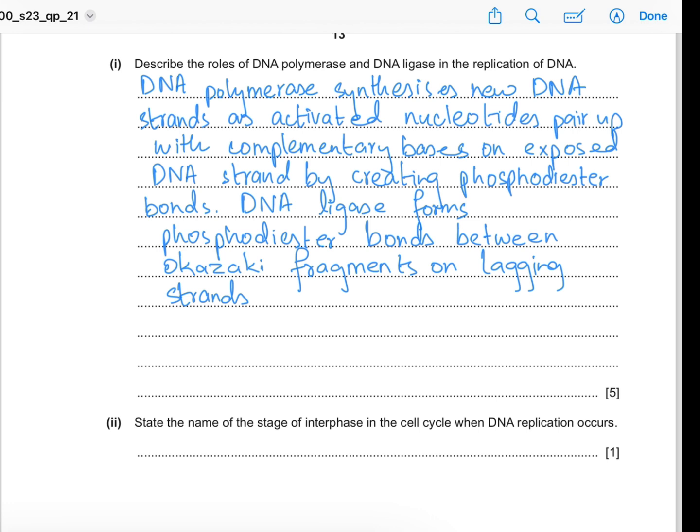Part 2. State the name of the stage of interphase in the cell cycle when DNA replication occurs. This happens during the S phase, which lies between G1 and G2 phases of the interphase.